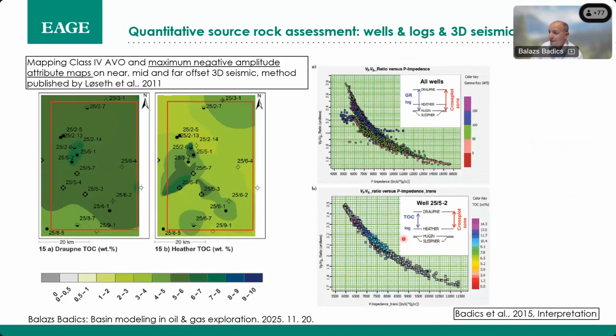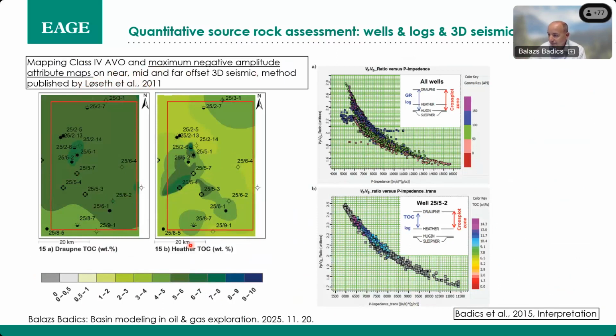And then using the nicely published methods by Helge Røseth and others, Marita Gading and others from Statoil back in 2011, who published that the very good quality source rocks always show a class 4 AVO, with the soft response at the top and the hard response at the base, you can quantitatively map these things in any kind of setting.